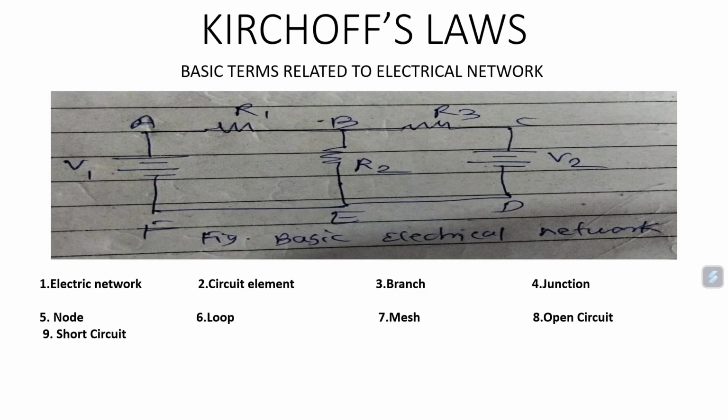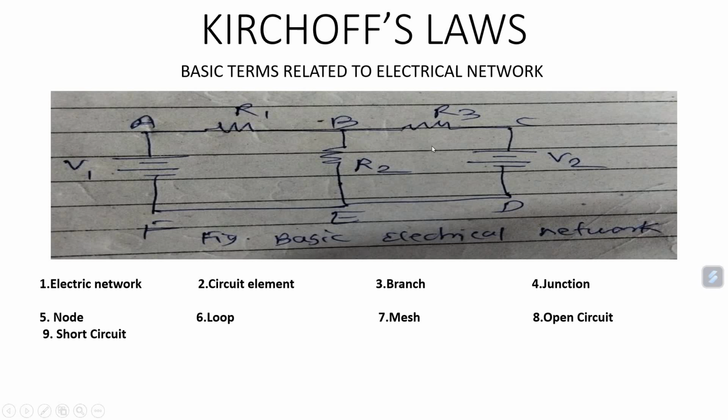So first of all, basic terms related to the electrical network. What is the electrical network? It is an electrical configuration in which various components such as R, that is resistor, L, that is inductor, and C, that is capacitor, etc., and energy sources, that means voltage or current sources, are electrically connected to each other.